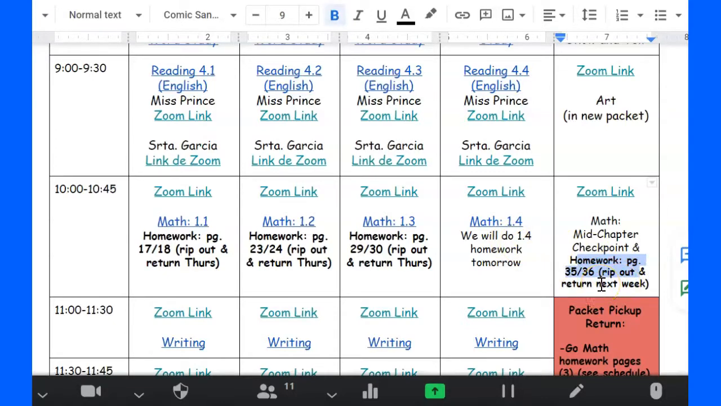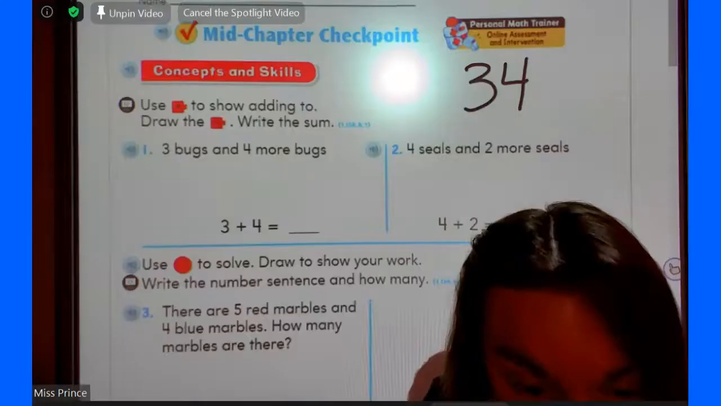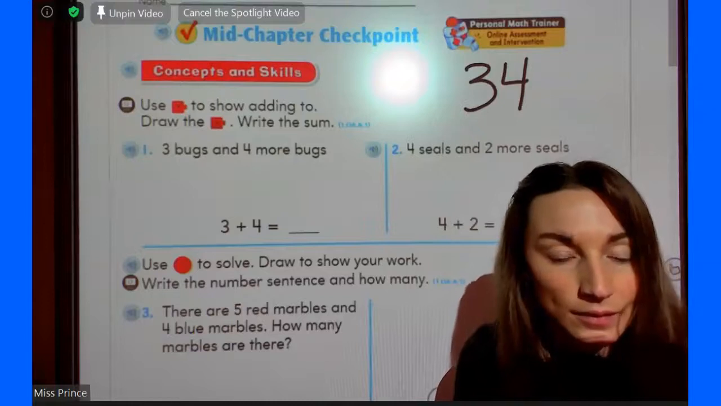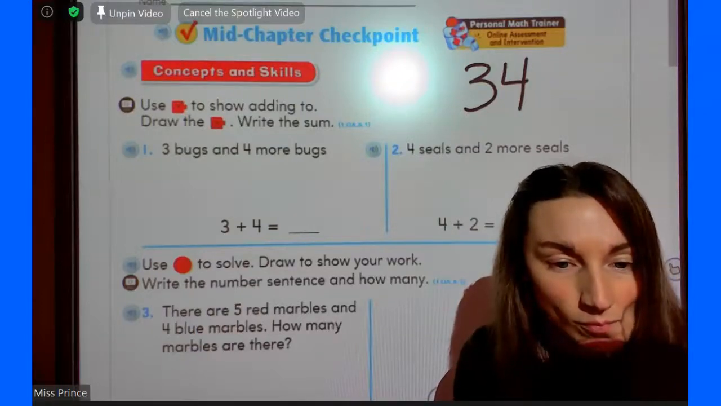The mid-chapter checkpoint you do not have to return. However, I do want the homework we do together to return next packet pickup. Okay? So we're doing 3 pages today. That last page is double-sided, and it's page 35 and 36, and we will have that come back to the school, so I can give you some points for it. All right?